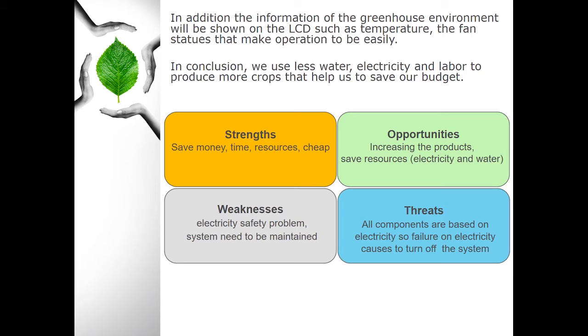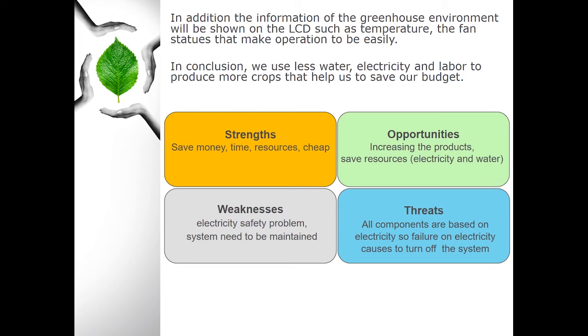In conclusion, we use less water, electricity and labor to produce more crops, which helps us to save our budget. If we look at the strengths of the system, we will save time and resources, and it's cheap. On the other hand, the weaknesses of the system could include electricity safety problems, and the system needs maintenance. About the opportunities, I can say that we can increase the products and save resources such as electricity and water.